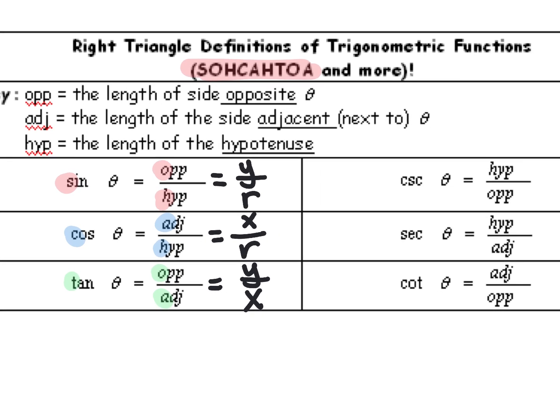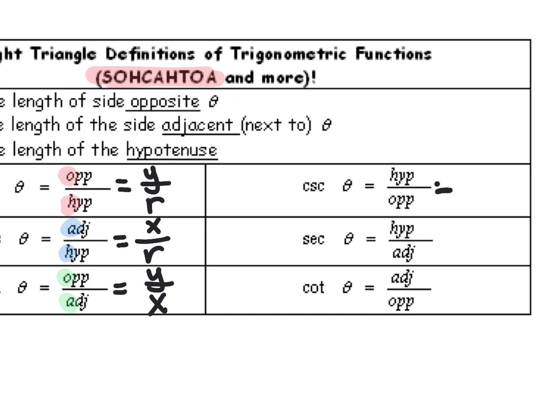On the right side of the t-chart, you get to see our reciprocal trig functions. So basically what I'm saying is if you want to find cosecant, you just flip everything you know about sine. So if sine is opposite over hypotenuse, cosecant is hypotenuse over opposite, or you could just say that that's r over y.